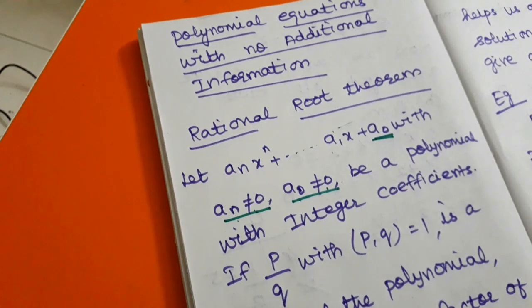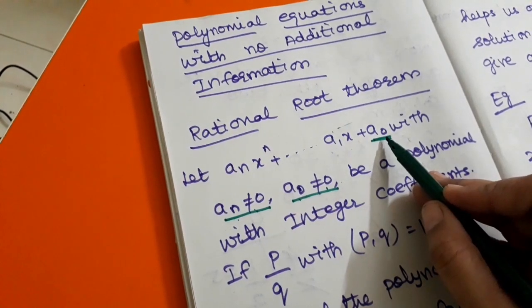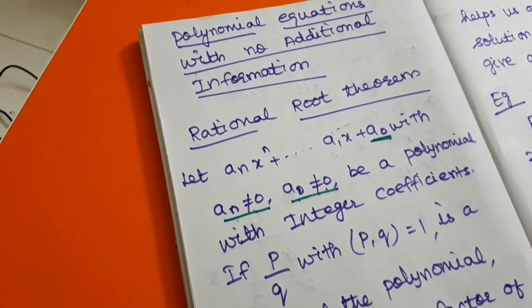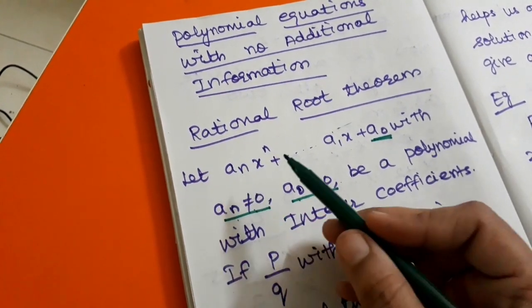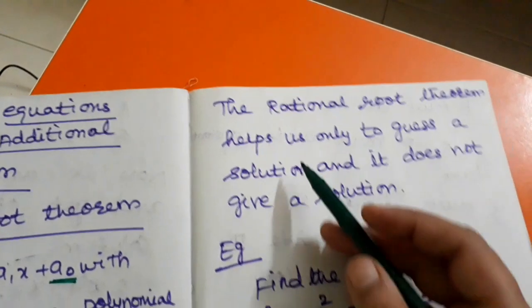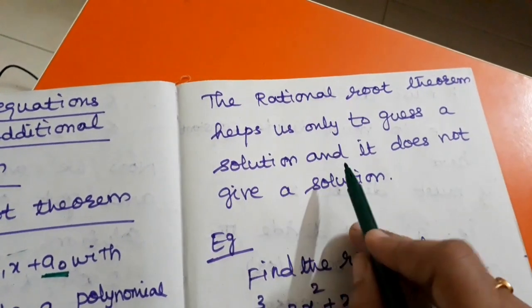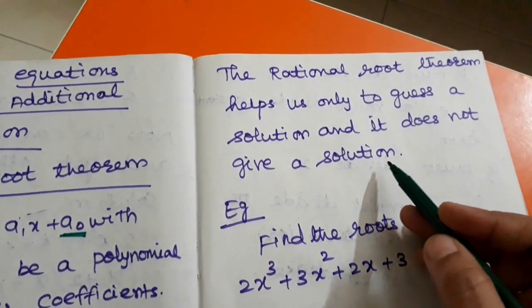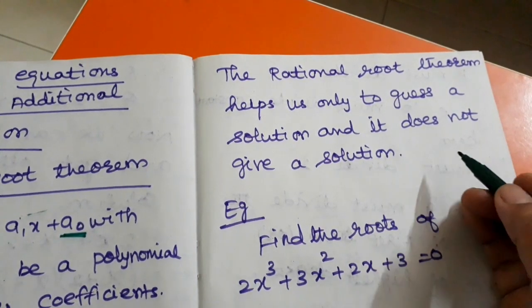That is, p is a factor of a0, and a0 is the constant number. So p is a factor of the constant number and q is a factor of the coefficient of the highest degree. Here the rational root theorem helps us only to guess a solution. It does not give an exact solution, but we can guess the solution using the rational root theorem.